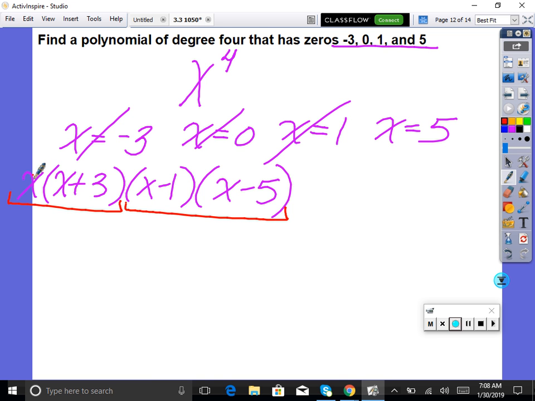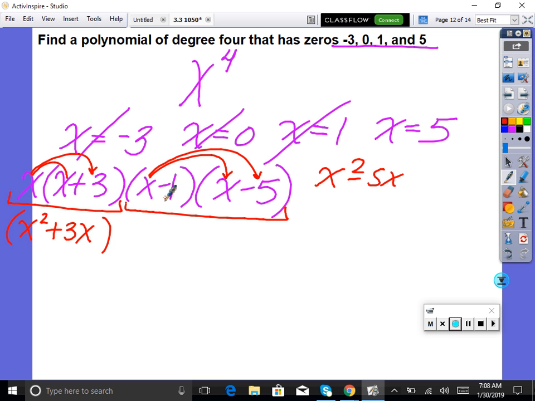So let's just focus here. X times x is x squared, right? X times positive 3 is plus 3x. Boom, done. Now let's do this one. X times x is x squared. I'm going to do it over here because there's going to be some like terms. X squared, x times negative 5, negative 5x. Negative 1 times x is negative 1x. Negative 1 times negative 5 is plus 5. So we also have an x squared minus 6x plus 5.